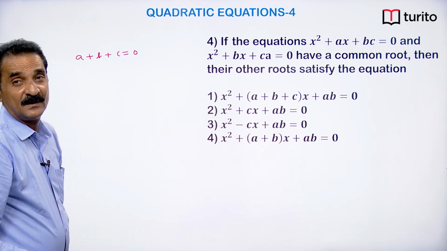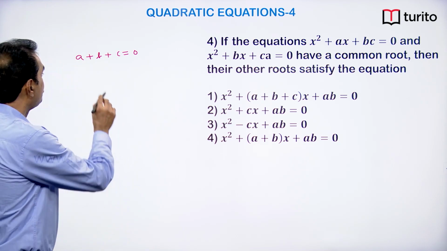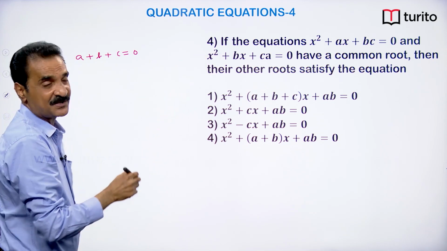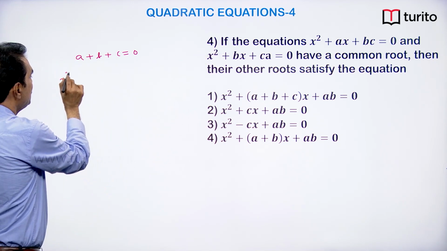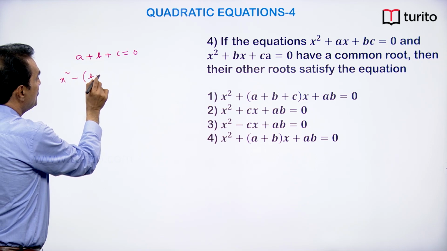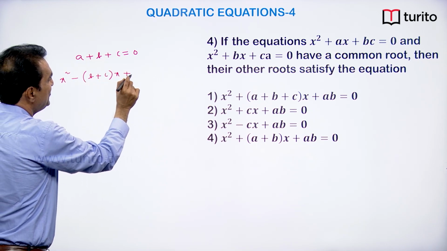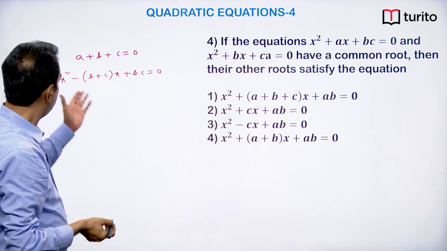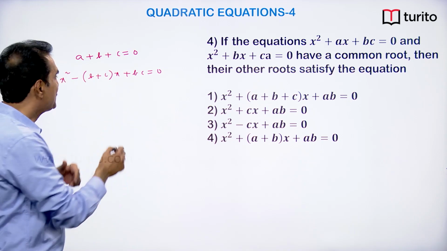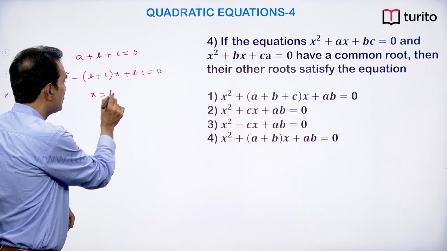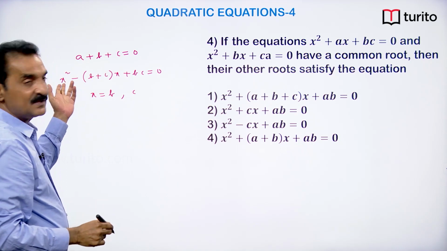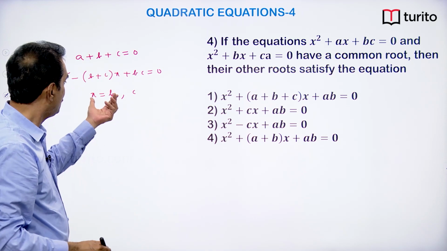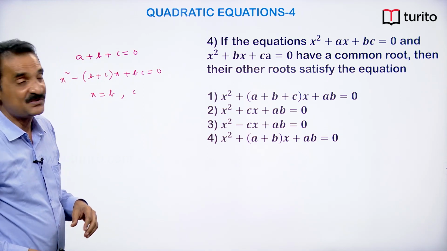Okay. Now, if you substitute a as minus of b plus c in the first equation, it becomes x square minus of b plus c into x plus bc is equal to 0, is it not? Then clearly what are the roots? b and c. It is in the form of x square minus sum of the roots into x plus product of the roots is equal to 0. Okay, I got the roots of the first equation as b and c.